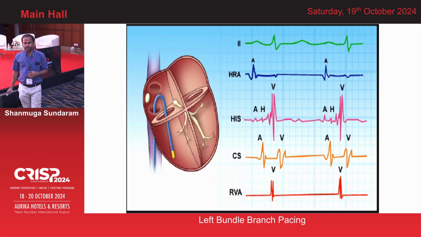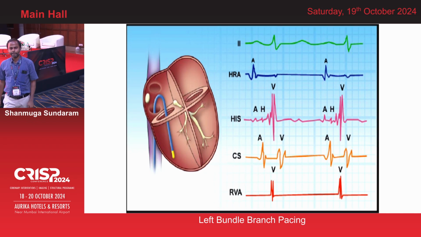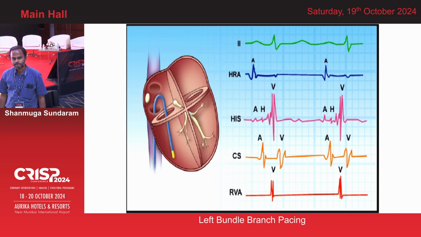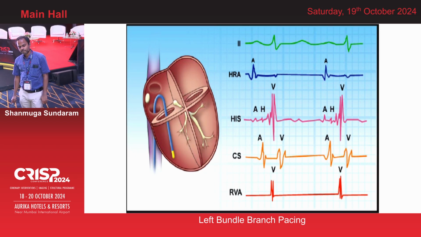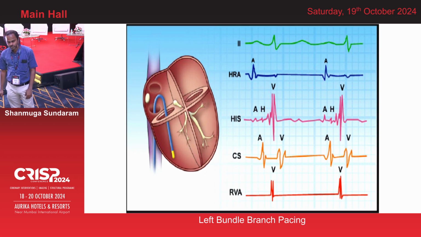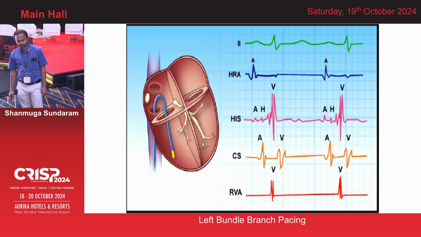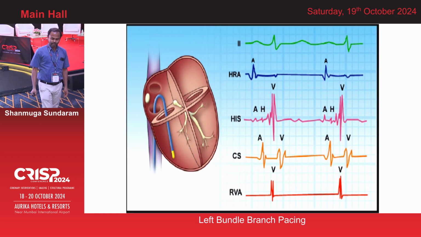Sir, she wanted to ask. Yeah, please. Sir, in the CS and the RV intracardiac EGMs, the ventricular spike is differently timed. So why in the CS one is it a bit delayed, whereas in the RV apex it's... Yeah, exactly. Good question.